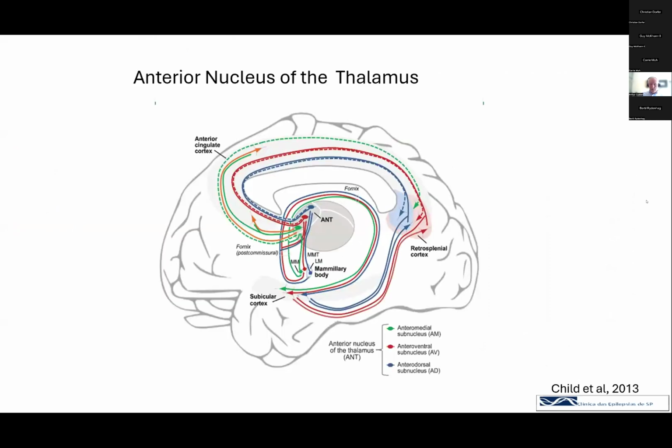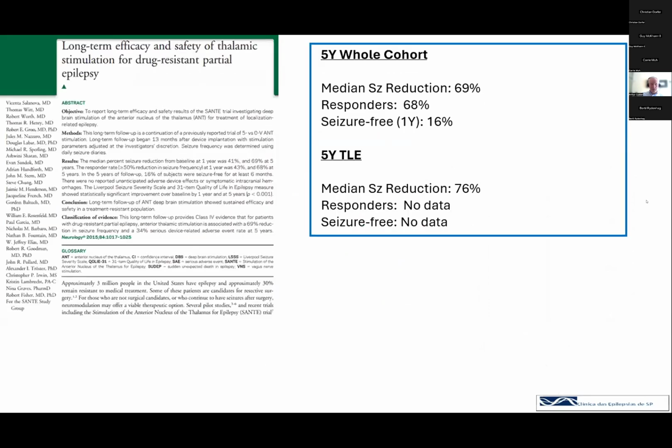ANT, as you know, is part of the Papez circuit, and it's intrinsically connected to the temporal lobe. So it does mean that you are going to be getting indirect hippocampal stimulation by using ANT stimulation. If you look at the outcome after 5 years, you have something like 70% responders and 16% of the patients seizure-free. It's almost double of what you get by using VNS in this patient population.